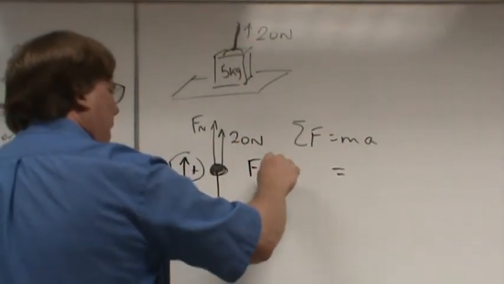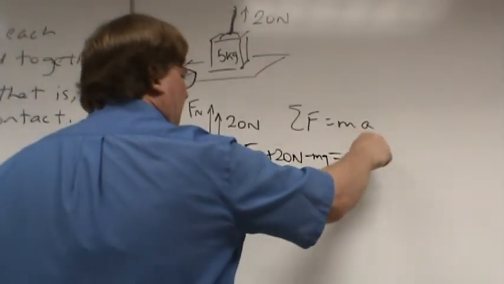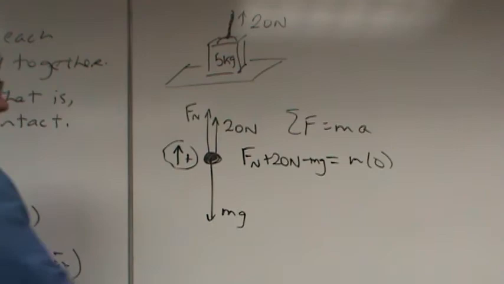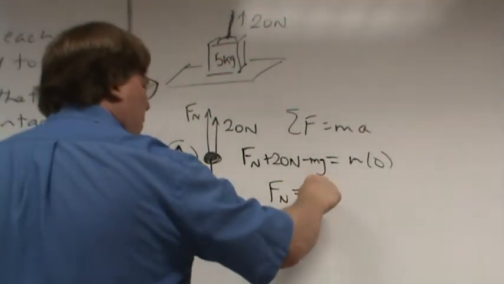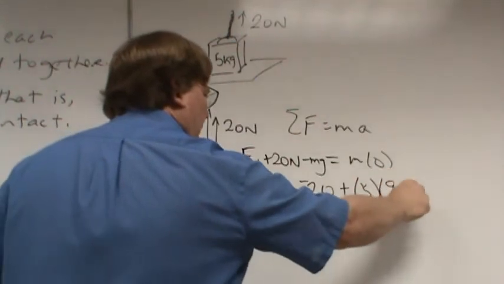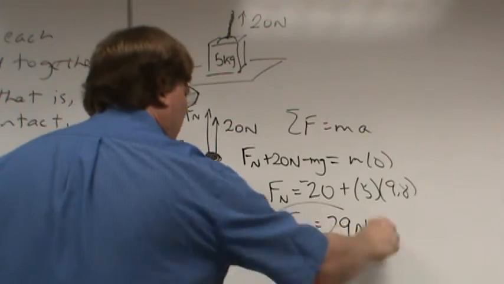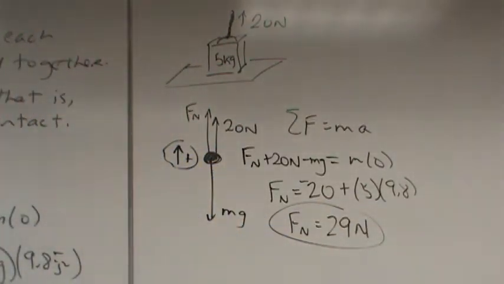Up is positive, so I got F sub n plus 20 newtons minus mg, and then m times 0 because it's not accelerating. So I got normal force equals minus 20 plus 5 times 9.8, and I got my normal force being 29 newtons. And like I said, virtually everybody got that just fine. Alrighty, so that's normal force, and we'll be experiencing normal force a lot.